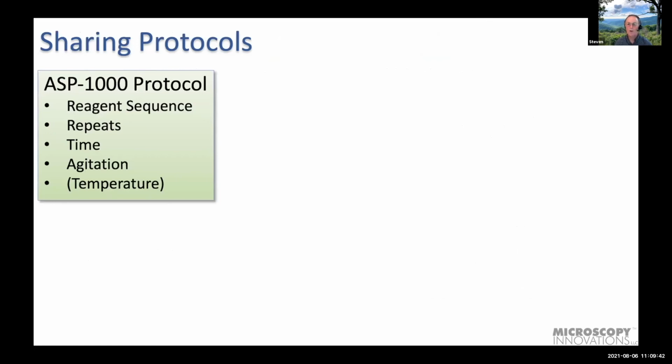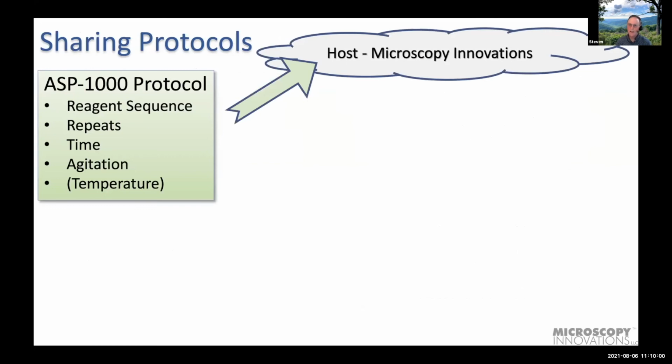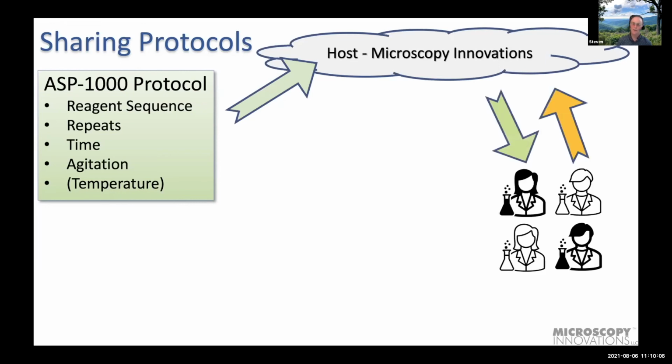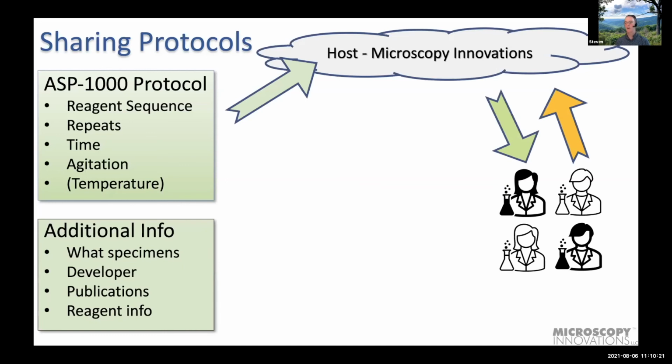So each ASP protocol, which consists of a reagent processing sequence, is a small file that's easily shared even via email. But this method doesn't reach the entire ASP user community. It only reaches those individuals who are in the email chain. So we're in the process of creating a cloud-based sharing system that will facilitate sharing among all the users that choose to do so. And of course, all users would be welcome to share. But there's more to an EM prep protocol than just the reagent sequence as encoded in the protocol. So to facilitate cloud sharing, we want to also be able to share additional protocol data.